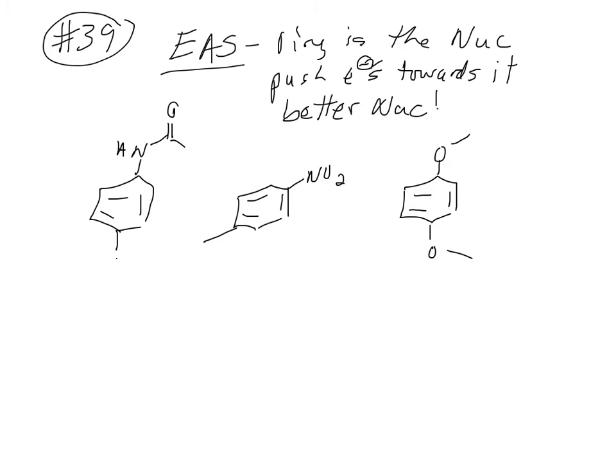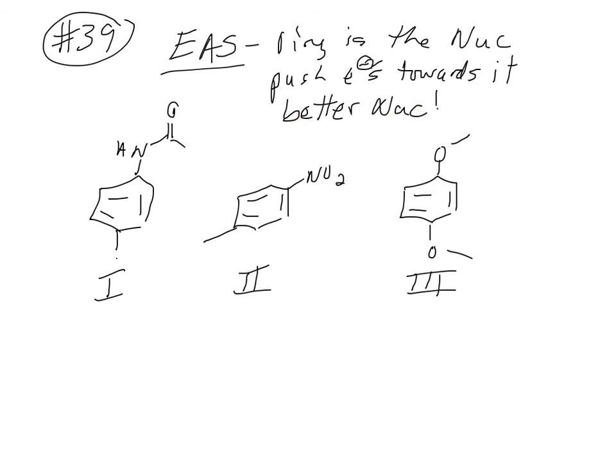All right, so they want us to rank these. I think they do the Roman numeral deal. Which of these is going to be the most reactive, which one's going to be the best nucleophile, which one's going to be the worst nucleophile? So let's think about which group. The worst nucleophile is going to have the group that's the most electron withdrawing, taking electrons from the ring, right? Because we just said, push electrons towards it, make it a better nuke.